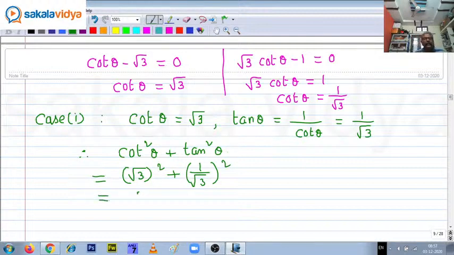Root 3 square is 3. Plus 1 square is 1. Root 3 square is 3. Now 3 is the LCM. 3 into 3, 9 plus 1. So 10 upon 3. This is the case 1.